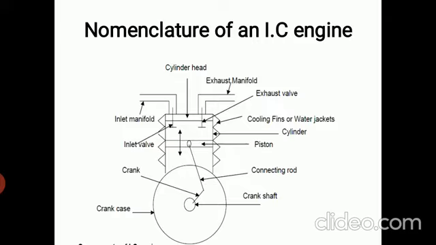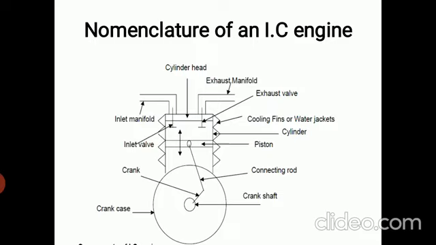Then you will have an inlet valve. The purpose of the inlet valve is to send the air fuel mixture into the cylinder. Then the exhaust valve is to send burnt gases to the atmosphere. That is the purpose of the exhaust valve. Then you will have an exhaust manifold. It is a passage connecting the exhaust valve to the atmosphere, that is the exhaust manifold.